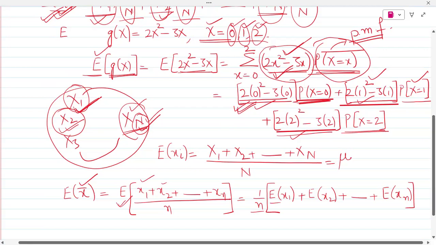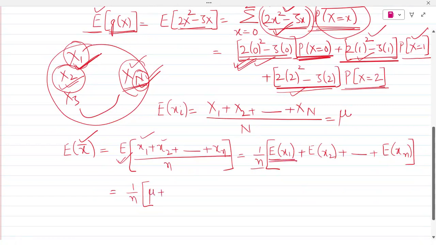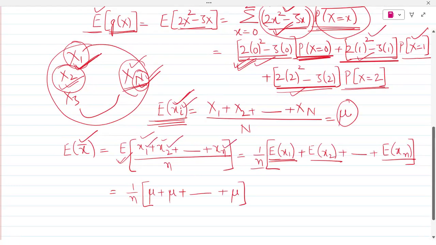Now, what is this value? It is mu, and this is also mu, because the expected value of any ith sample observation is mu. So here xi can be 1, 2, up to n, meaning that for all these x1, x2, up to xn, their expected values will be mu.